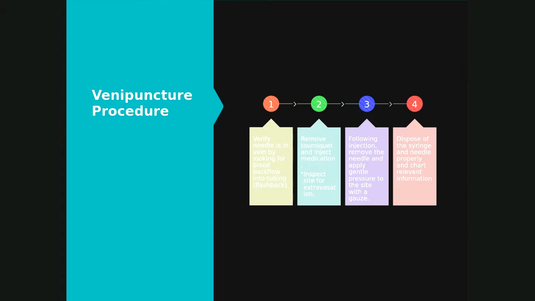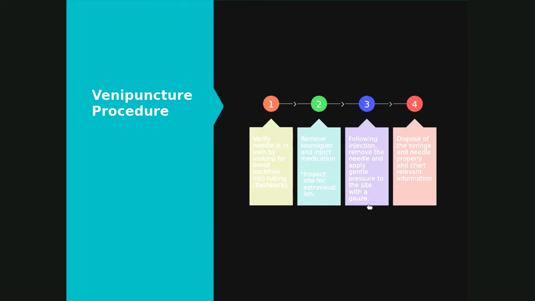Notice here it says verify the needle is in the vein, looking for blood backflow into the tubing, and we do call that flashback. Once you know you're in the vein, you're going to remove the tourniquet and inject the medication, and you're going to inspect the site for any extravasation, making sure there's no leakage of the medication into the tissue.